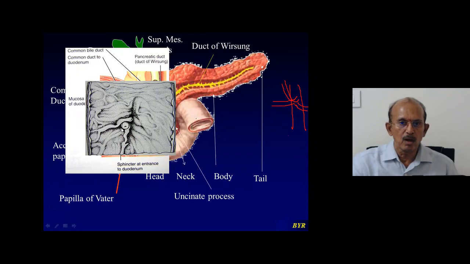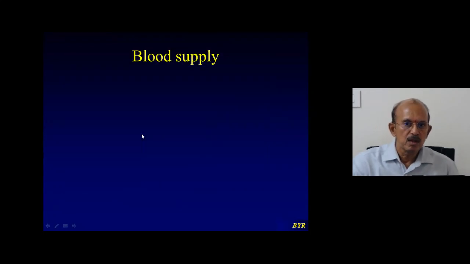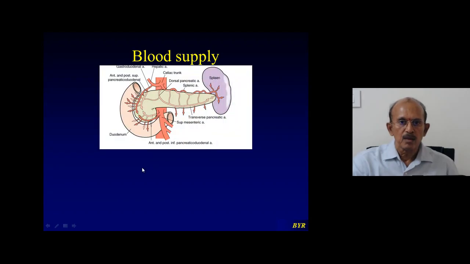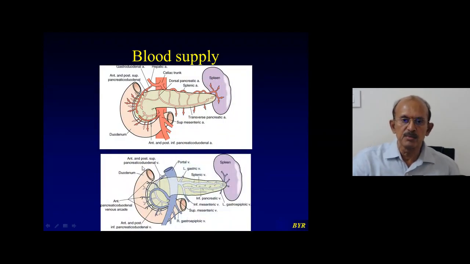This is the papilla, and this is the appearance of the papilla projecting from the duodenal wall. So these are all the rugae in the duodenum, and you can see this papilla. The blood supply, of course, is not relevant for us. It is mainly from the celiac and superior mesenteric arteries.